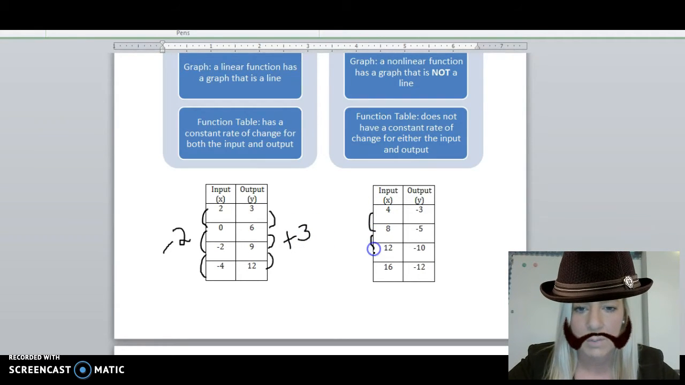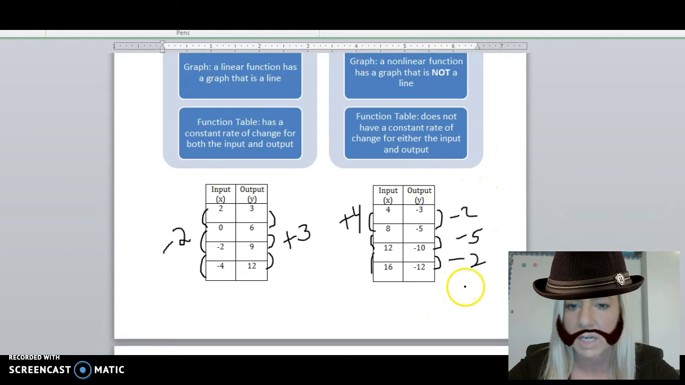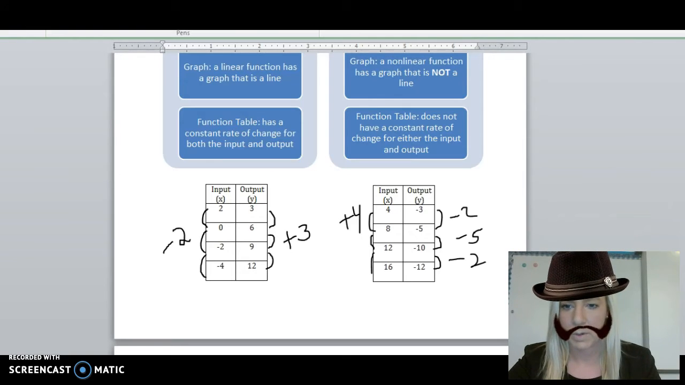On this function table, my x values increase by 4. But if you look at my y values, they decrease by different amounts. -3 to -5, I'm subtracting 2. -5 to -10, I'm subtracting 5. And -10 to -12, I'm subtracting 2. Now you might start to see a pattern, but this isn't constant. It has to increase or decrease by the same number.